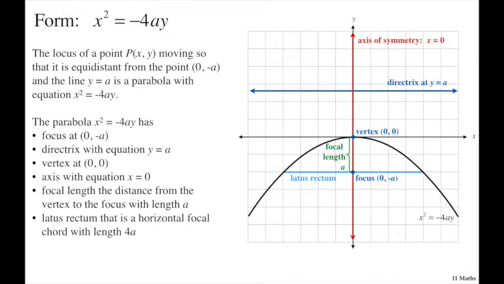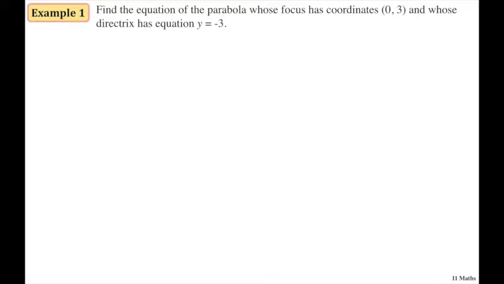So everything is the same, except it's upside down when you compare it to x squared equals 4ay, because this is x squared equals minus 4ay. Let's try some examples and see if we can make sense of this.